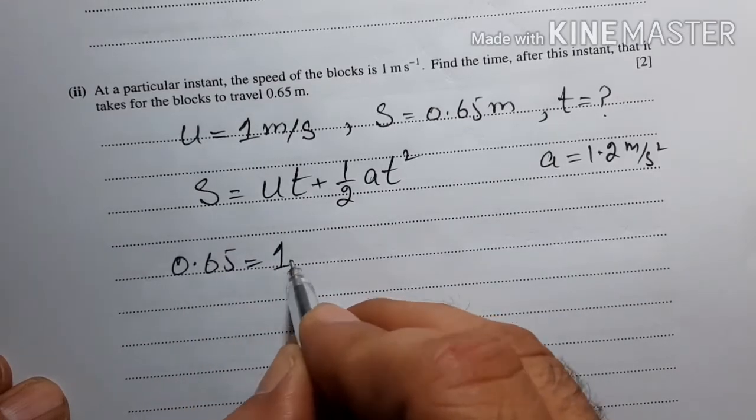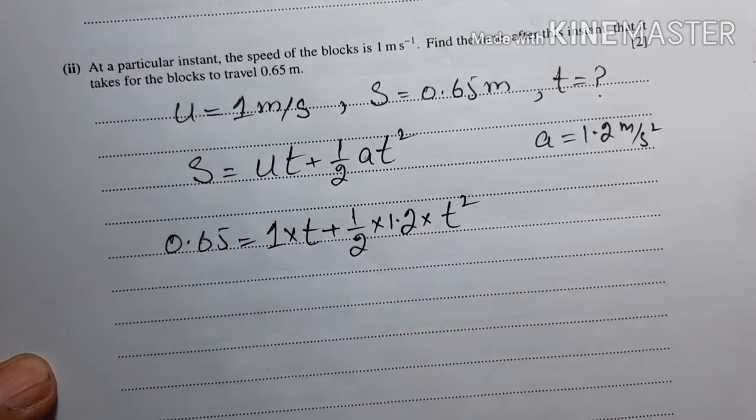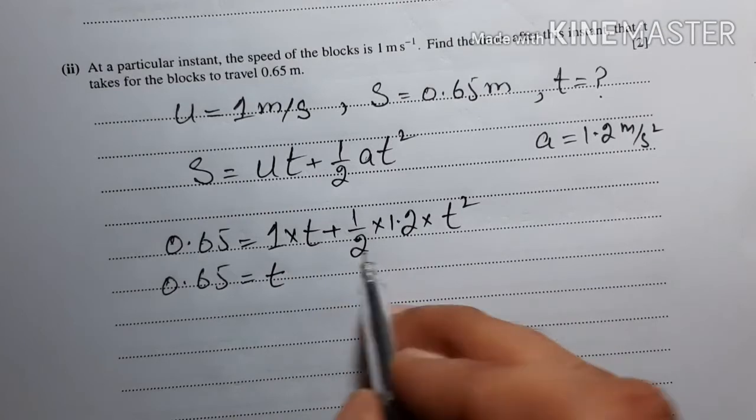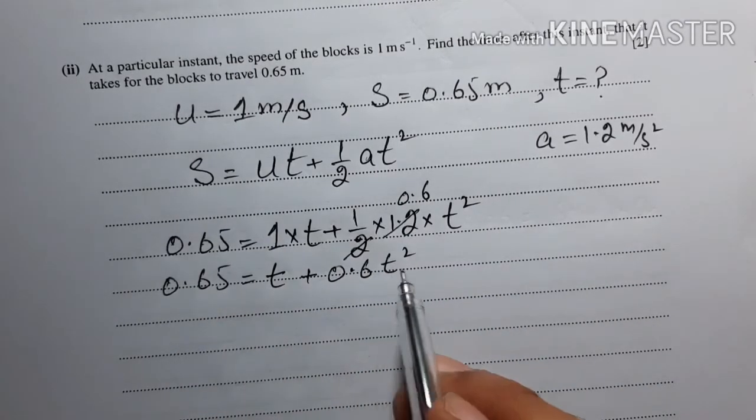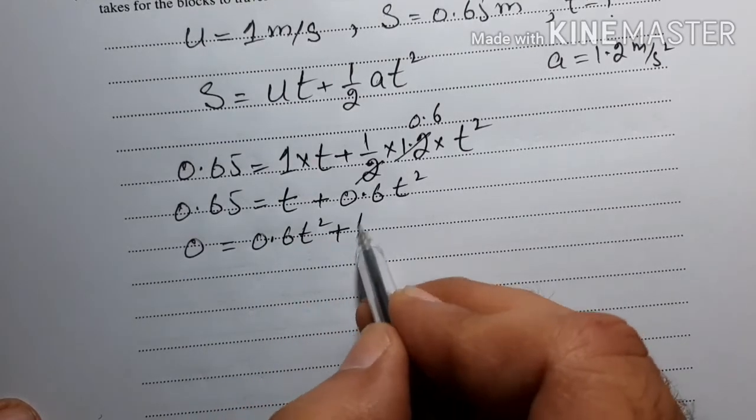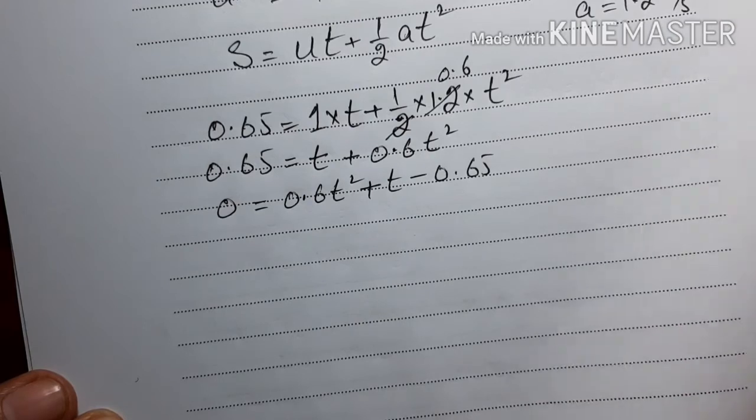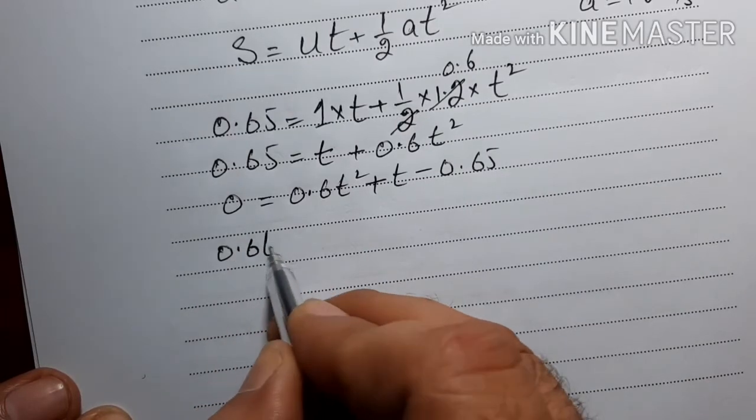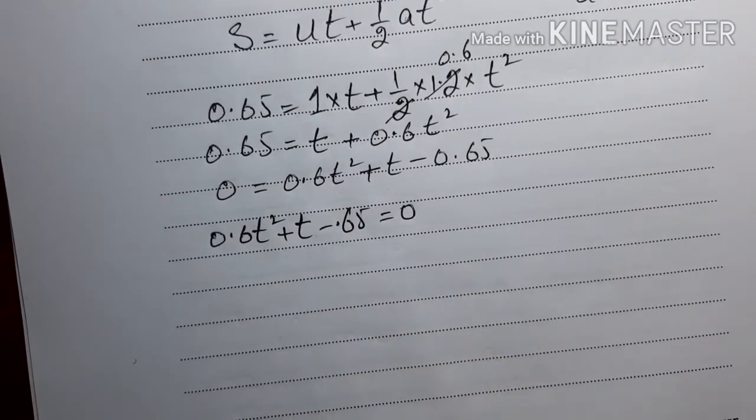0.65 is equal to 1 multiplied by t plus 1 by 2 into 1.2 into t square. So this becomes 0.65 equals t plus 0.6 t square. Take this 0.65 to the other side: 0 is equal to 0.6 t square plus t minus 0.65. So I can write it as 0.6 t square plus t minus 0.65 equals 0. This is a quadratic equation which I will solve.